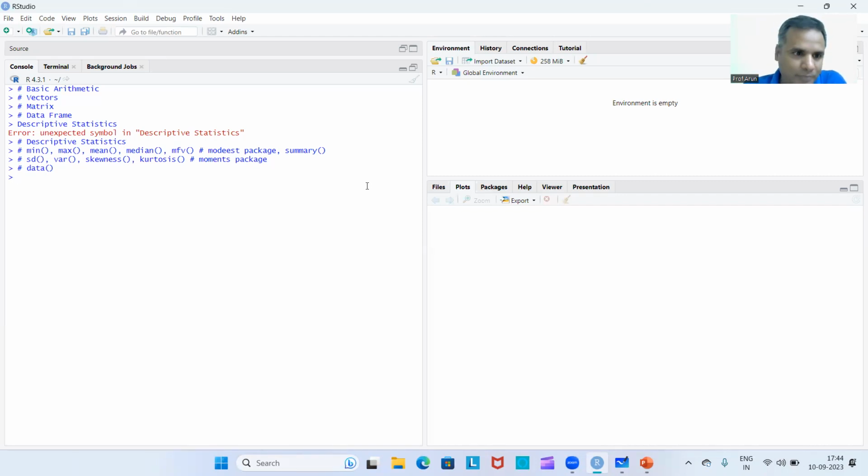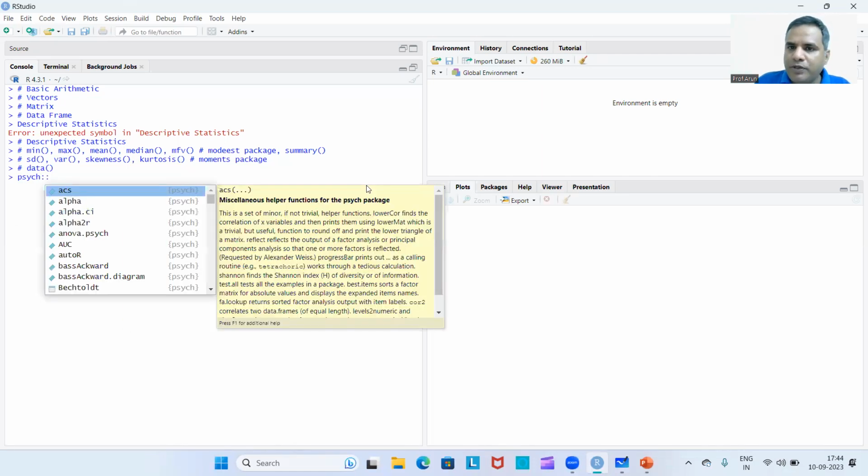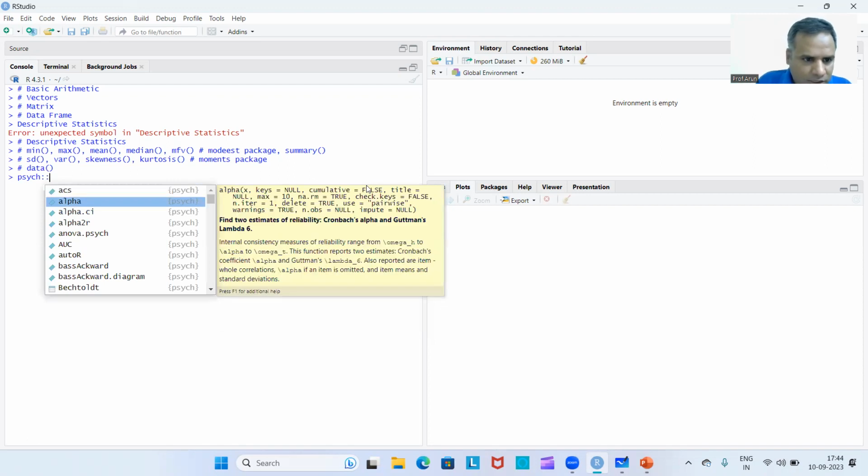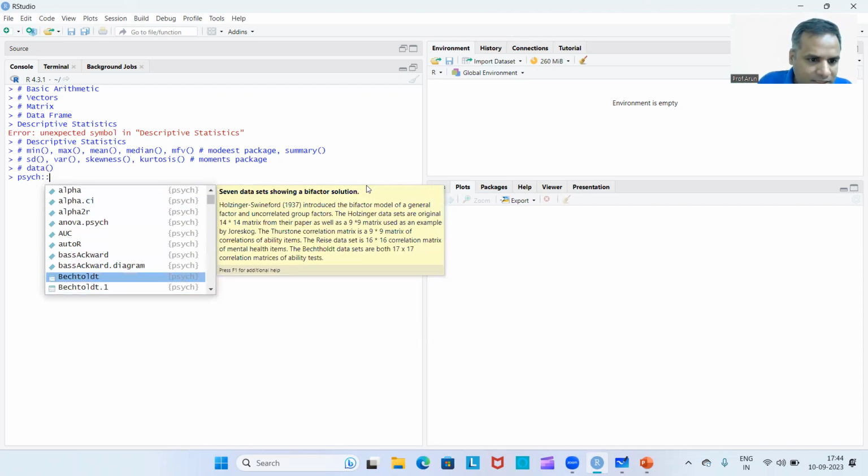Now people do it. If you simply type data and close the bracket, automatically in the script section you will see that R has a lot of inbuilt data sets in its memory. Other than the inbuilt memory, every package that you install in R will have data sets. Now, my favorite package is the psych package. If I type psych, put two colons, here you can see there are so many. See this.